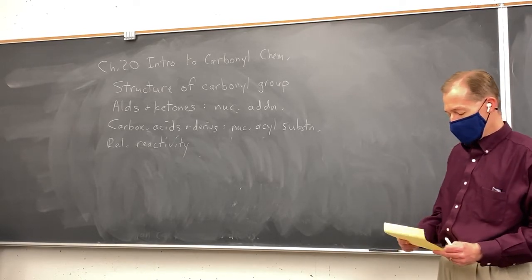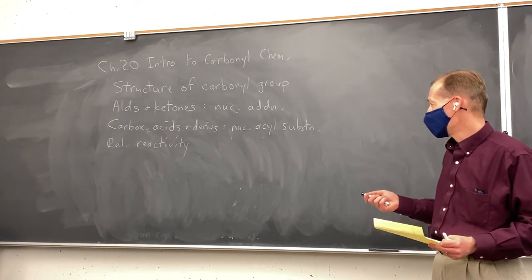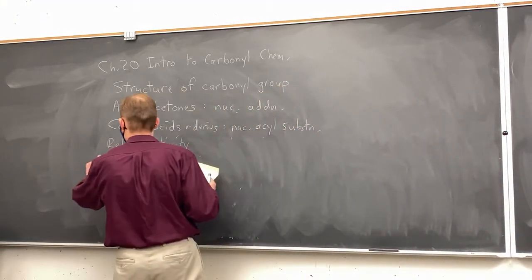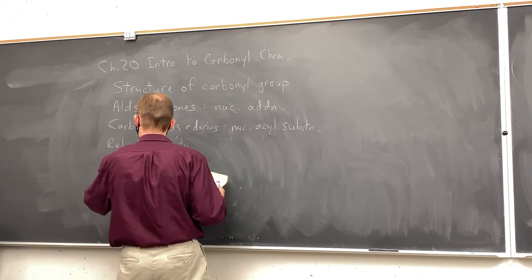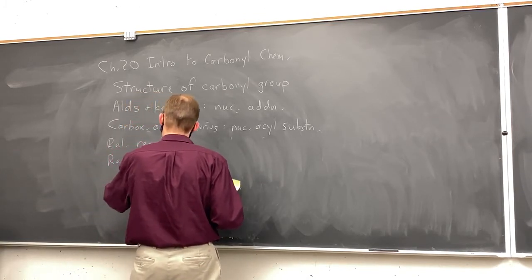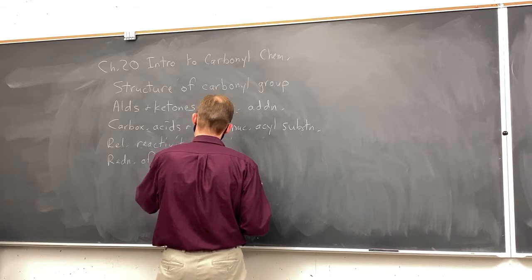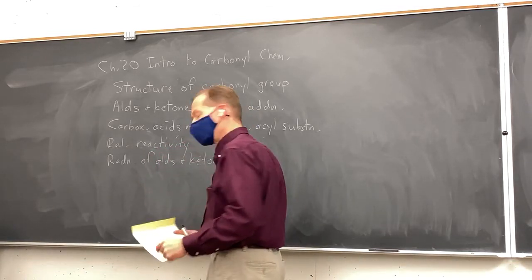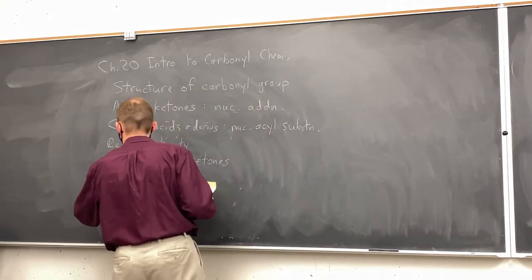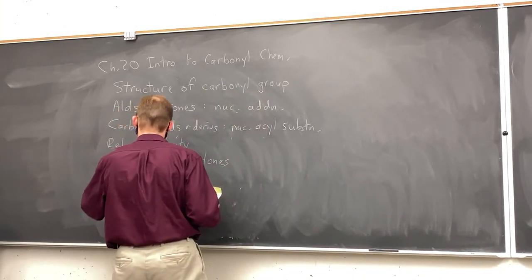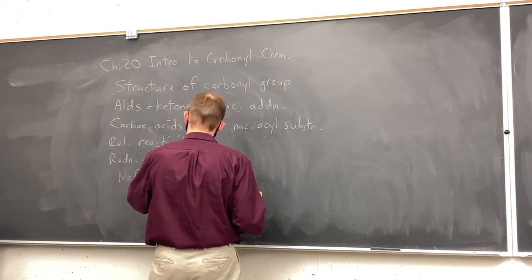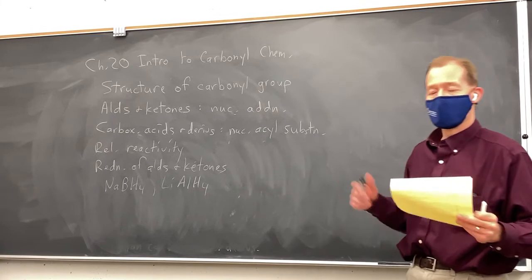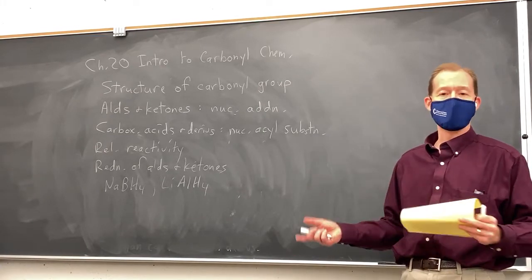Okay, so we talked about reactions of these carbonyl compounds, and we started with reductions. And we started with the reductions of aldehydes and ketones. And we learned about some metal hydride reducing agents. We learned about sodium borohydride, and we learned about lithium aluminum hydride. We learned that lithium aluminum hydride is more reactive than sodium borohydride.